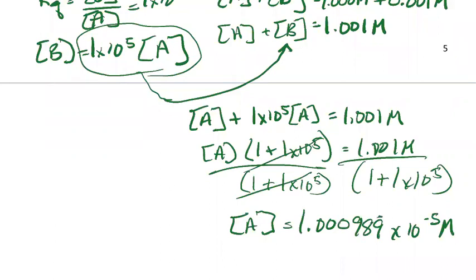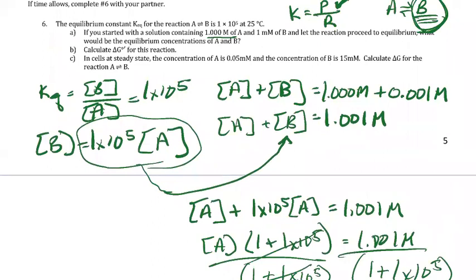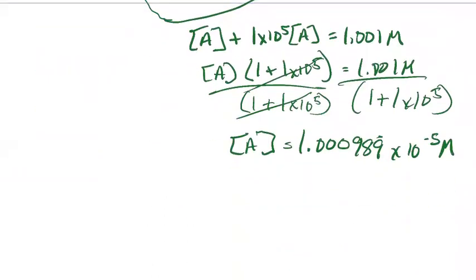So it asked you for A and B, right? What would be the equilibrium concentrations? That's A. So how about B? A is not a lot, right? Times 10 to the minus 5. So I'm expecting B to be a lot bigger than that.